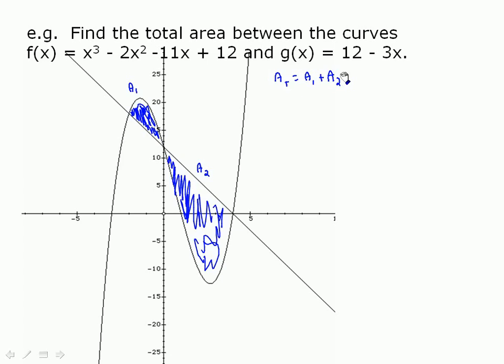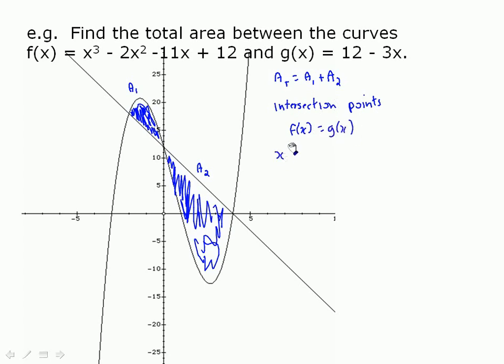And A1, well, we're going to have to get the intersection points. You might be able to read that off the graph. Some of them you can, in fact. But I still would do it the old way. So the intersection points. So where is f at x equal to g at x?